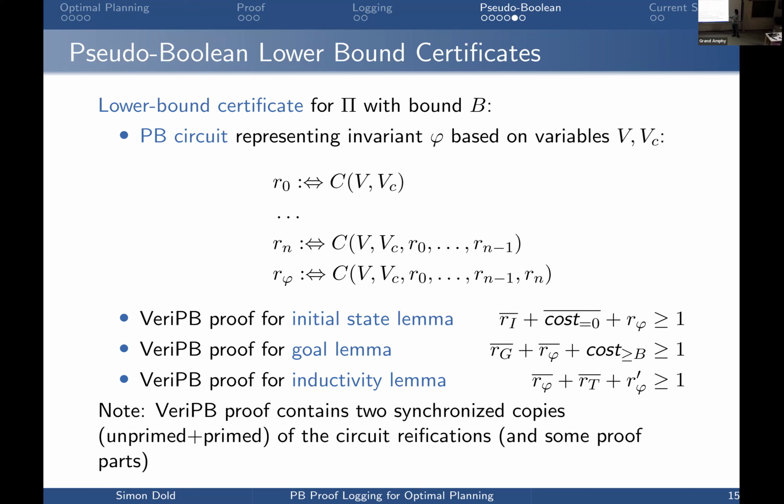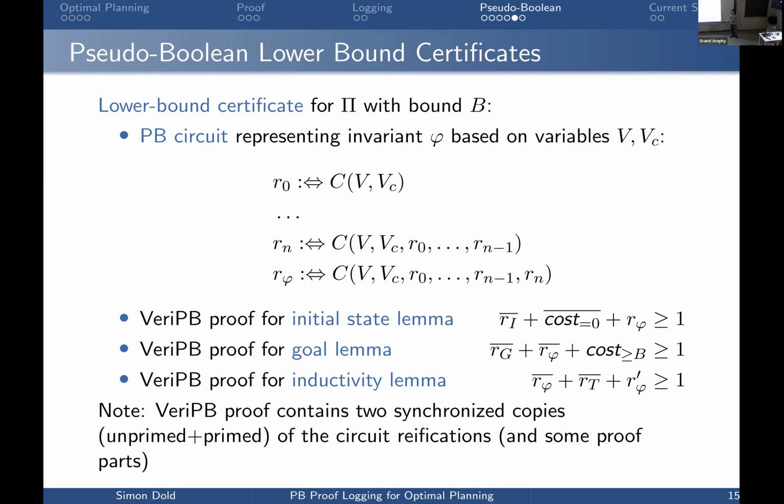And this is built up until we have this representation of our invariant. And since we are only using non-prime variables, we can do a synchronized build-up of the pseudo-Boolean circuit on the prime variables. And we call this phi prime. And they have to be synchronized for everything to work out.